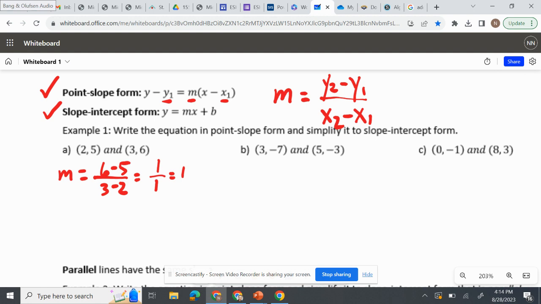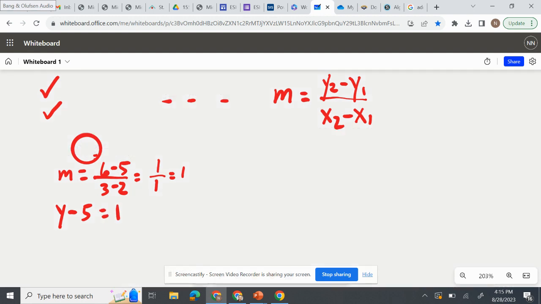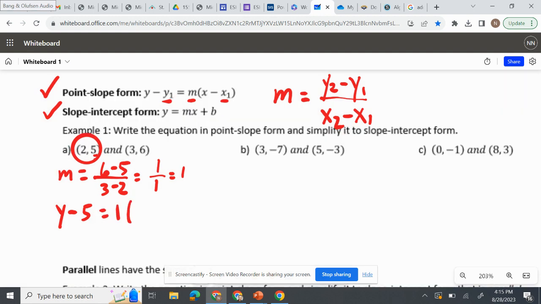Now we get to pick a point. I'm going to pick the point 2, 5. It doesn't matter which point you pick. Either one is still going to give you the same result. When we plug it in, we go y minus 5, because 5 is our y value, equals 1. That's our slope. And then we have x minus 2.